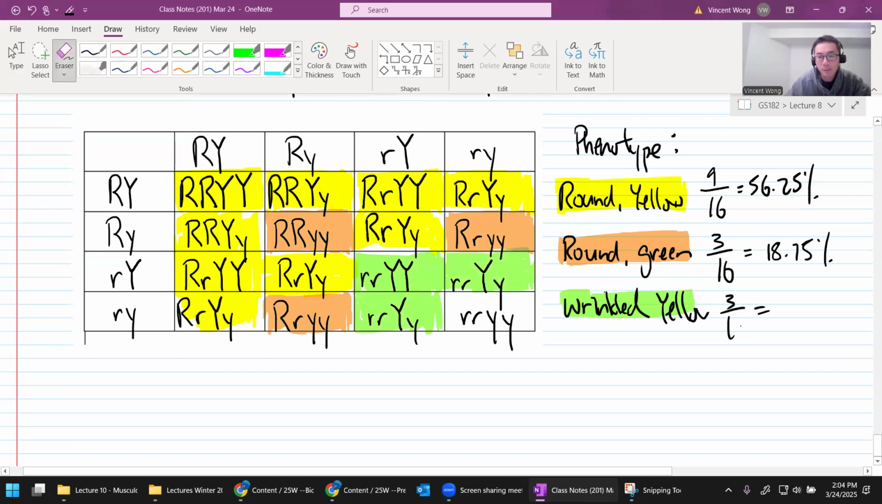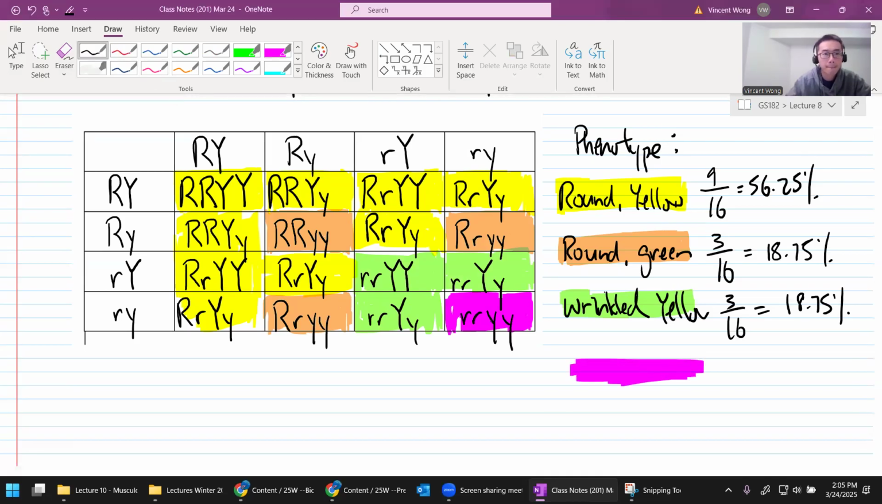And what about the last one? Help me out with the last one, please. What is the last one? Wrinkled and green. That's right. Wrinkled and green. There we go. Which is 1 over 16, right? And that is 6.25.